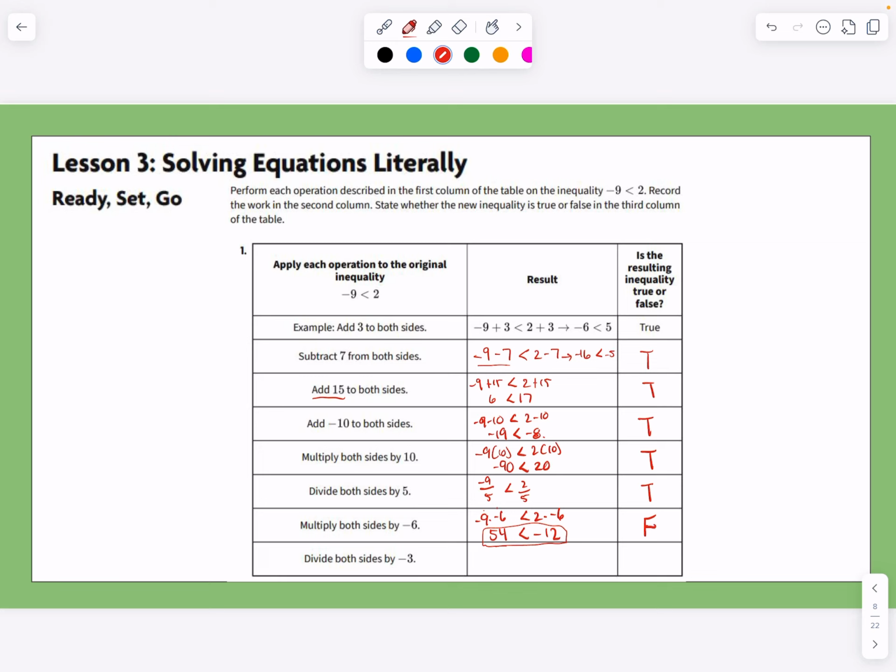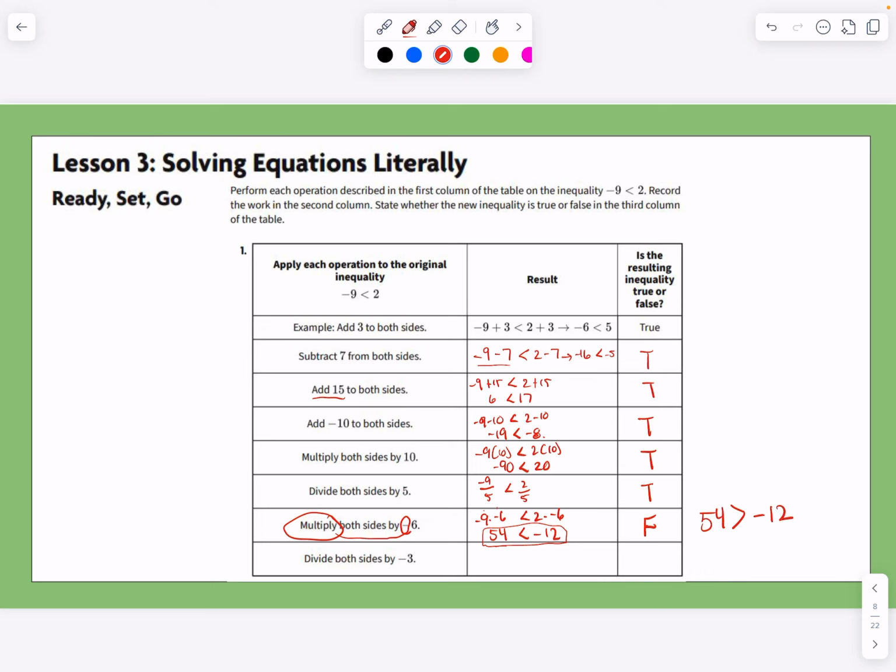And the reason that's false is that when we multiply by a negative number, we have to change our sign around. It should be 54 is greater than negative 12. That's going to be a problem if we don't remember that rule.